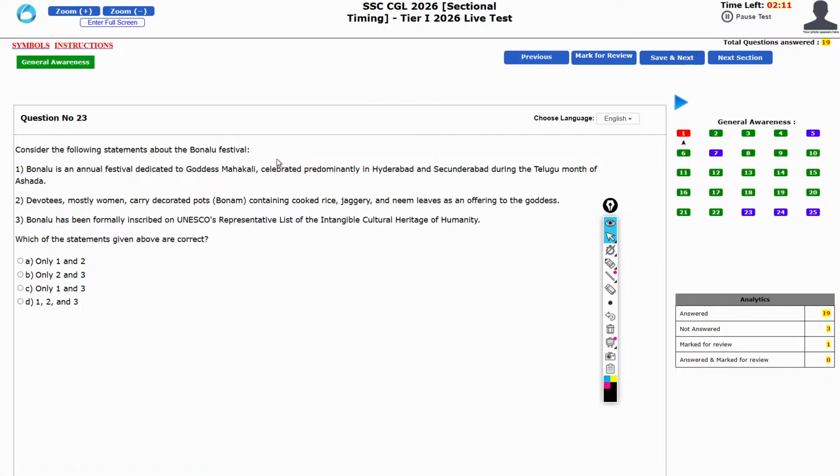So I don't know Bonalu. Let's read. So they are saying that Bonalu is an annual festival dedicated to Mahakali, celebrated prominently in Hyderabad, Secunderabad during Telugu month. Okay, Ashad. Devotees, mostly women, carry decorated pots, bonam. So definitely true. Bonalu has been formally inscribed on UNESCO's representative list of intangible heritage. Yeah, makes sense.